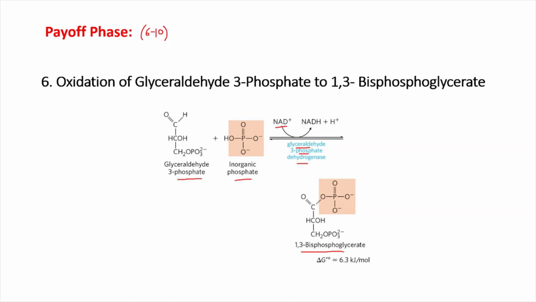Why bisphospho? Bis means 2, and phospho means phosphates. Here, as you can see, this is one phosphate group and here there is another phosphate group. So in total you have 2 phosphate groups, at carbon numbers 1 and 3. That's why this is called 1,3-bisphosphoglycerate.